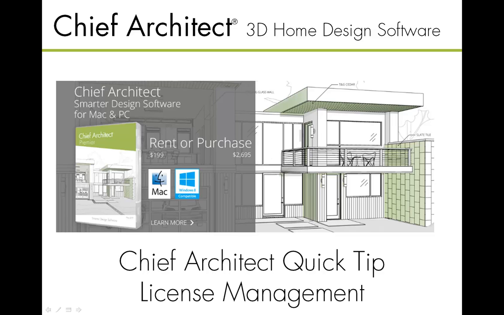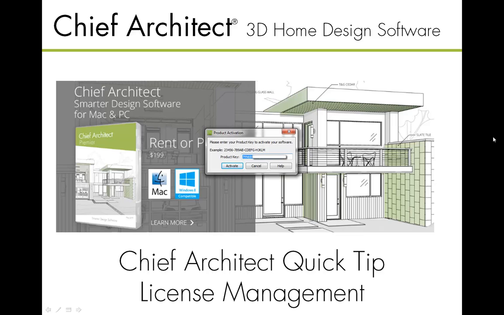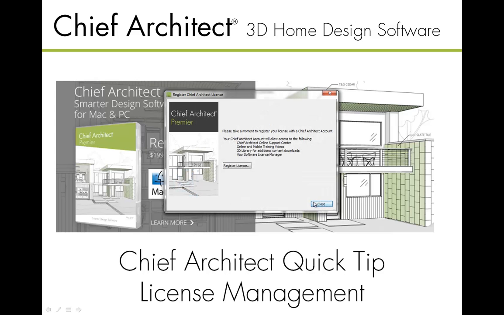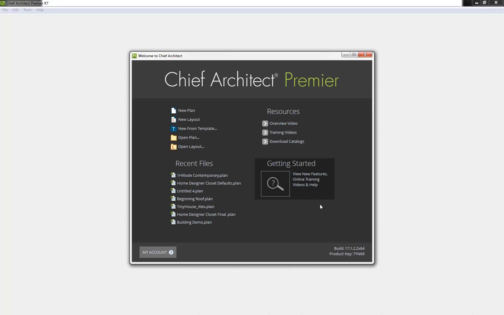So I'm going to go ahead and launch Chief Architect again. And when you launch it, and let's say we're now on our second computer, you get this product activation here. If you are putting this on your computer for the first time, it'll ask you for a product key. If you've already registered on that computer, it will input that product key for you automatically. So it's very simple. All we have to do is click the activate button here, and that's going to activate and launch the software. Okay, so that's how we would manage the license through the software itself.